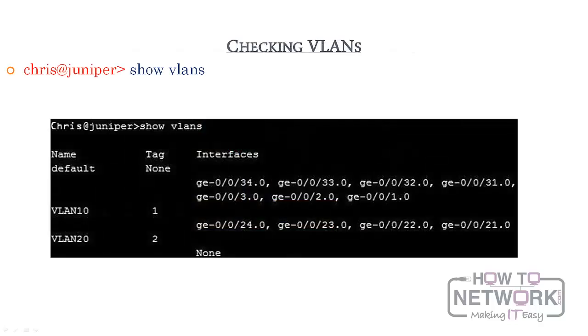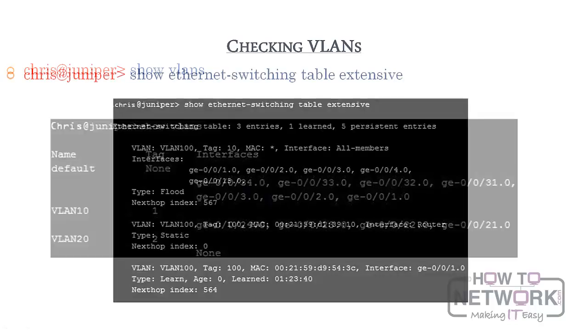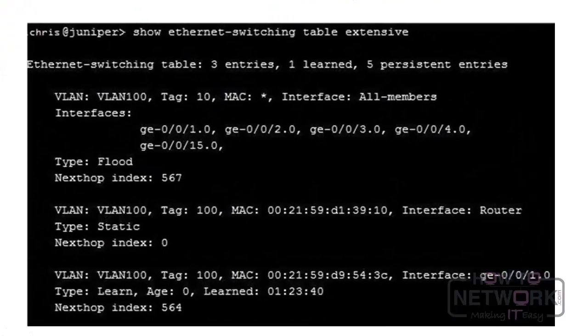Alright, now let's take a look at checking the MAC addresses on the bridging table. We can issue the command show ethernet-switching table extensive. And as you can see, this will show us the information contained in the Ethernet switching table, including VLANs and interfaces. By creating VLANs, you can separate different parts of your organization and network. This will make management of interfaces and connecting peripherals easier, as well as increasing the security of your network.